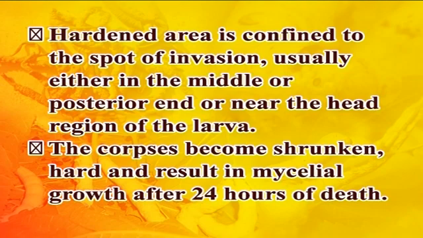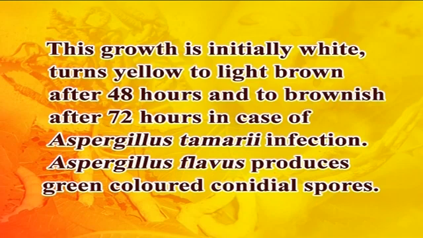The corpses become shrunken, hard and result in mycelial growth after 24 hours of death. The growth is initially white, then turns yellow to light brown after 48 hours and to brownish after 72 hours in case of Aspergillus thameri infection. Aspergillus flavus produces green colored conidial spores.